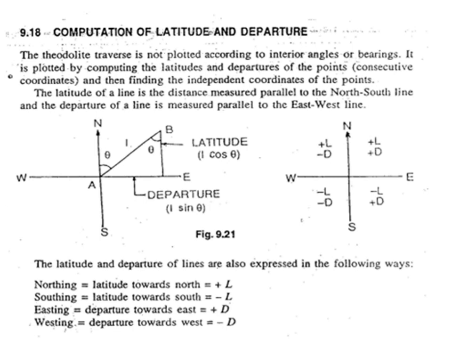They are expressed in the form of northing, southing, easting and westing. Northing is a latitude towards north and it is always positive. Similarly, southing is also latitude, measured towards south, and it is always considered negative latitude. Easting is a departure measured towards east, therefore it is always positive, whereas westing is also departure, measured towards west, and it is always considered negative.